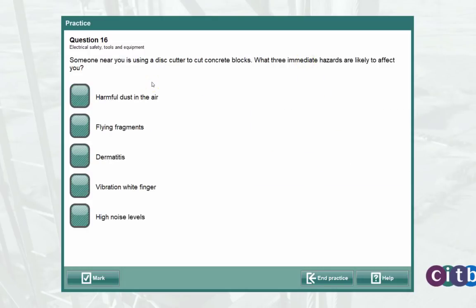Someone near you is using a disc cutter to cut concrete blocks. What three immediate hazards are likely to affect you? Harmful dust in the air, flying fragments, dermatitis, vibration white finger, high noise levels.